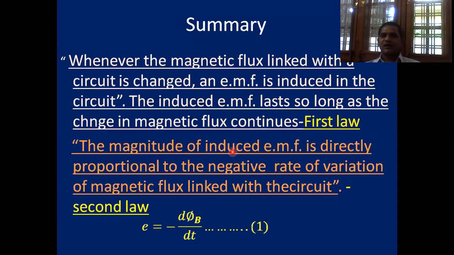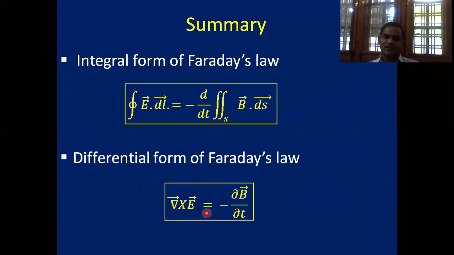The second law talks about the magnitude of induced EMF. The magnitude of induced electromotive force in the closed loop is directly proportional to the negative rate of change of magnetic flux linked with the circuit. So mathematically we write E equal to minus d phi by dt, where phi is the magnetic flux, and minus d phi by dt is the negative rate of change of magnetic flux.